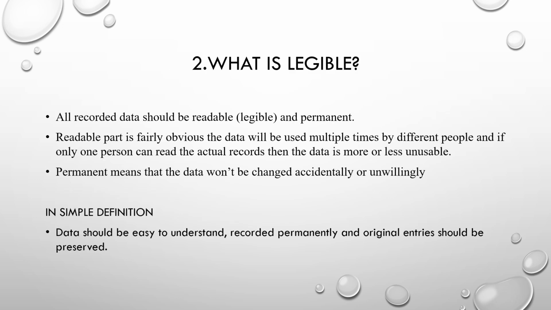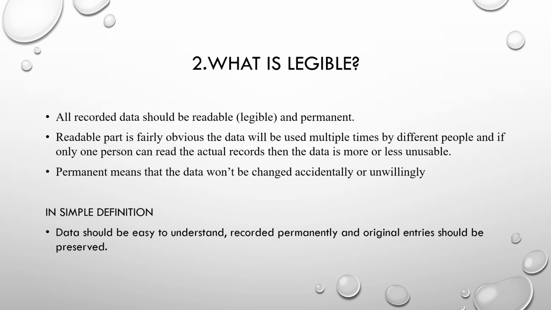So what is legible? All recorded data should be readable, legible and permanent. The data which is generated, whether electronically or in a paper-based document, should be legible and permanent. Please note down, my dear friends, all the recorded data should be readable, legible and permanent.